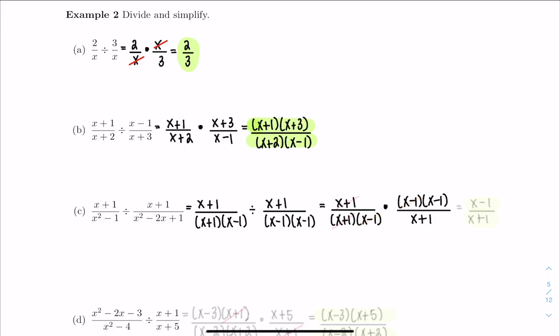So now let's look on top and bottom of each fraction. In the first fraction we can cancel x plus 1 and x plus 1. And we can't cancel anything in the second fraction, but we can do some cross multiplication, and the x minus 1 and the x minus 1 are going to cancel. And so what has happened is our first fraction has completely canceled, and what we're left with is x minus 1 over x plus 1.